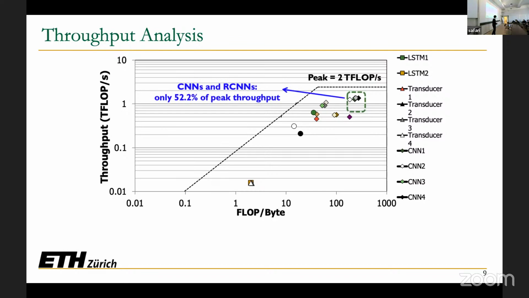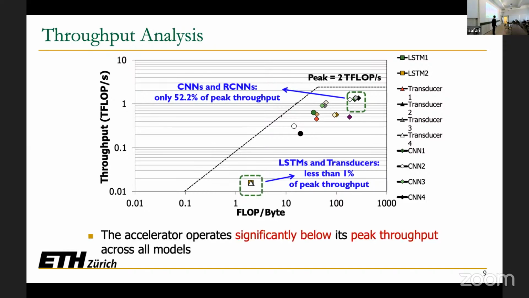Something that we can see already off the bat is that CNNs and RCNNs only operate at around 52% of the peak throughput. But what's more concerning is that LSTMs and transducers operate at less than 1% of the peak throughput. So not great. The key takeaway from this graph is that the accelerator operates significantly below peak throughput across all models.